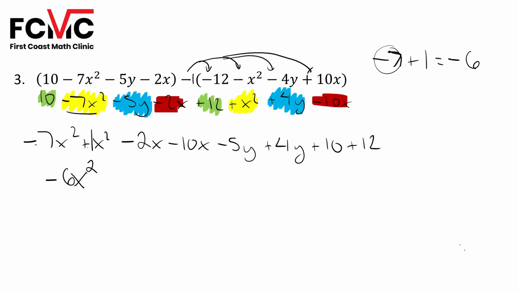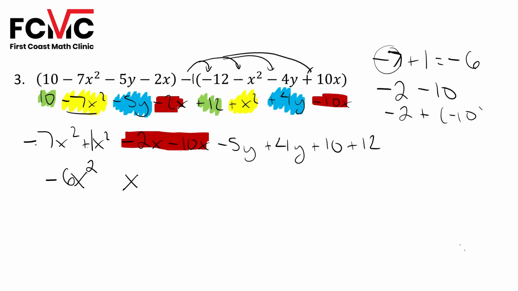-2x minus 10x. So the entire operation here, we want to keep a sign with our terms. So this is going to be -2 minus 10. So using our subtraction rule, it becomes -2 plus -10, which is going to give us -12. So our coefficient is -12x.